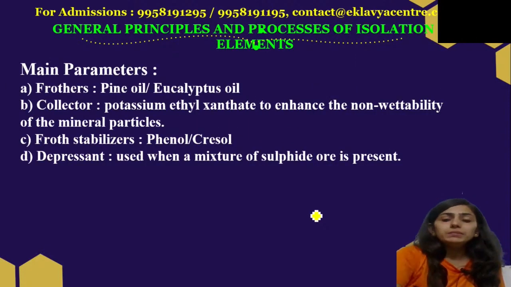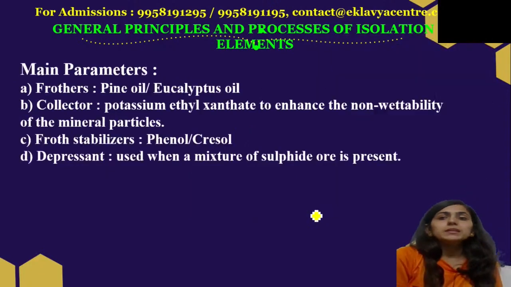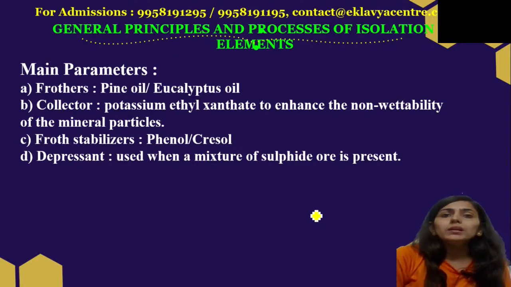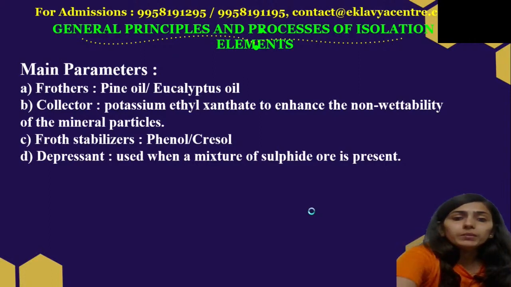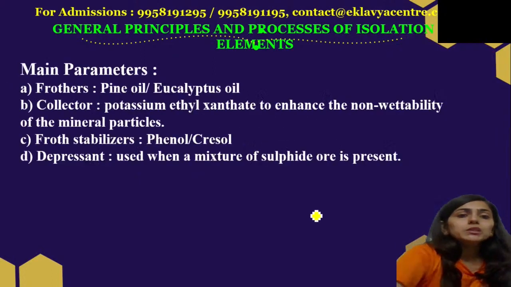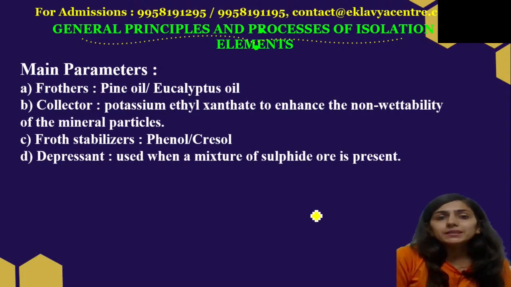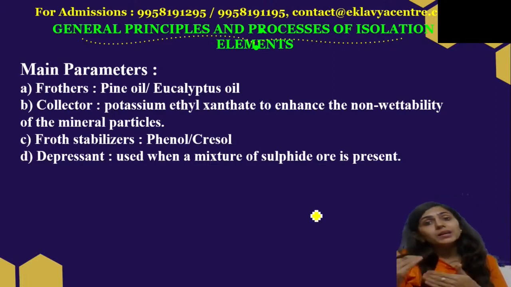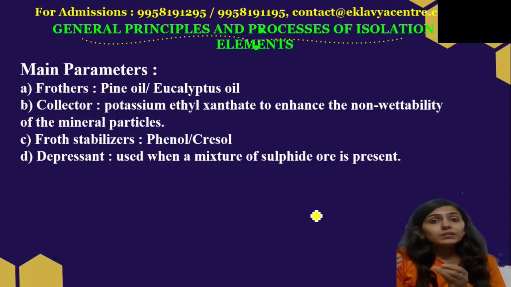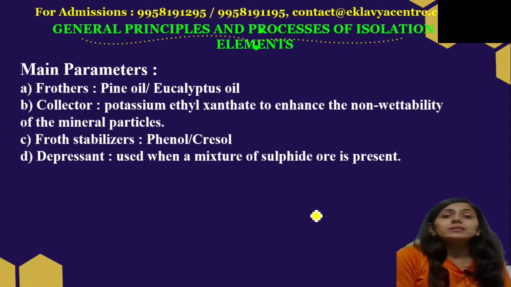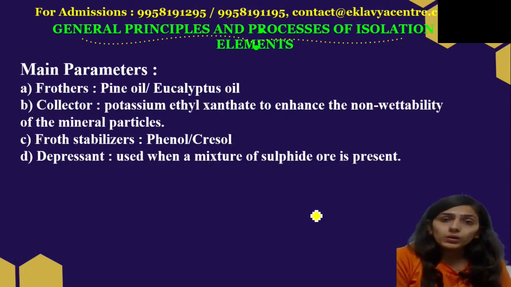Next, these are the main parameters you have to study. What are the main parameters of the froth flotation process? Here we have to use frothers like pine oil and eucalyptus oil, because the ore is only soluble in oil. For the collector, we use potassium ethyl xanthate to enhance the non-wettability of the mineral particles. We know that mineral particles do not get wetted by water, but we have to enhance the non-wettability so that even on dilution, it never gets wetted by water.